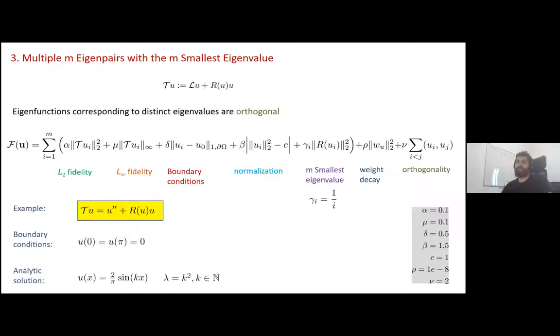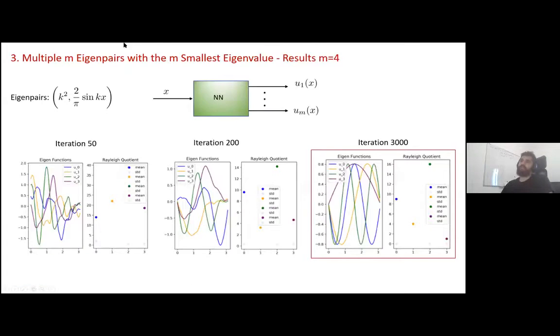So looking back at our example, this is the Laplace equation again, and then we have the analytic solutions. And here we can see, for example, m equals 4. Each one of the colors is a different output. We can see first that it converges to this nice sine of kx function, so it's 1, 2, 3, 4. We can see it handles different frequencies in the same model, and it has no problem doing this. We can also look at the Rayleigh quotient, and it indeed converges to these k-squared eigenvalues.